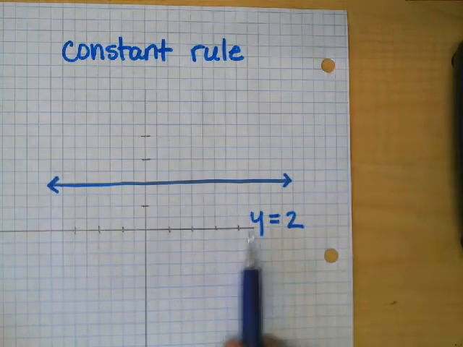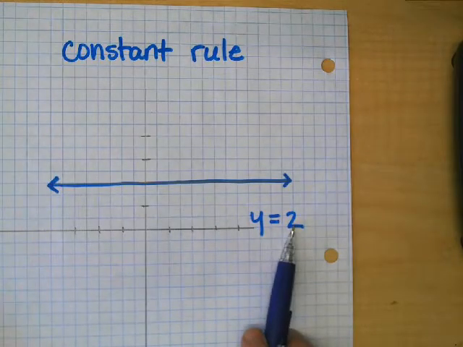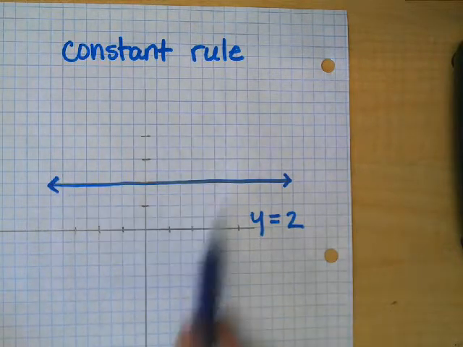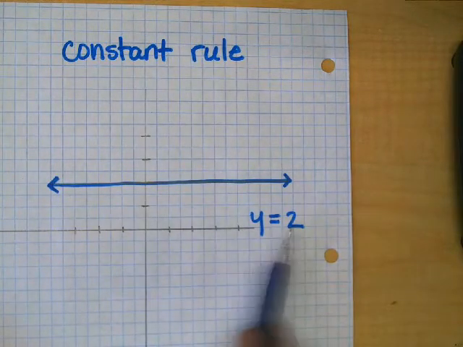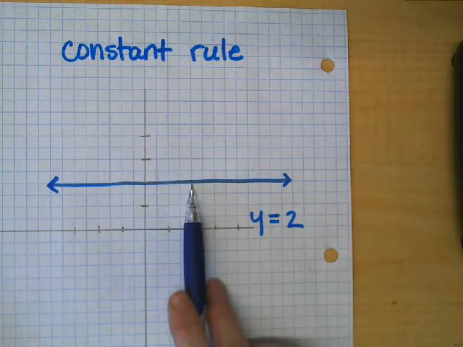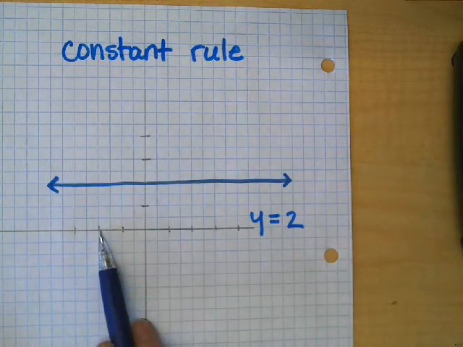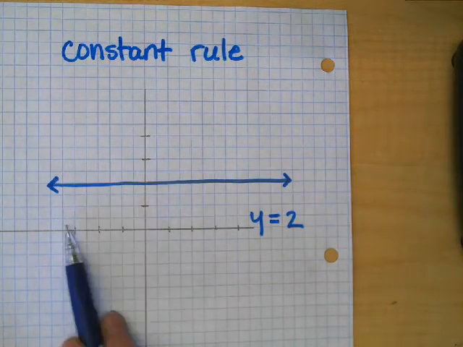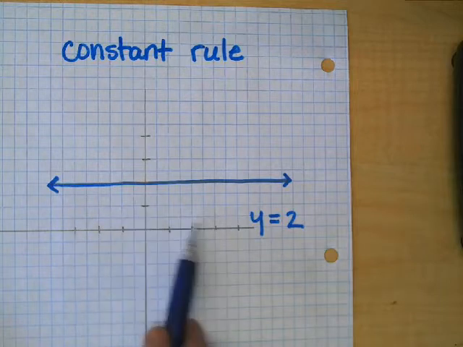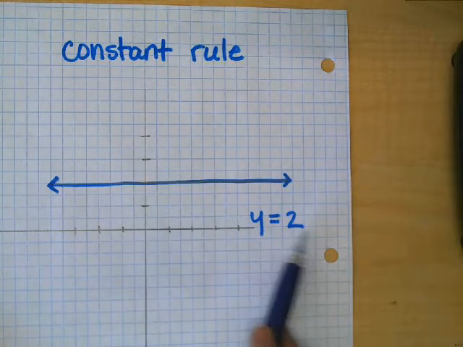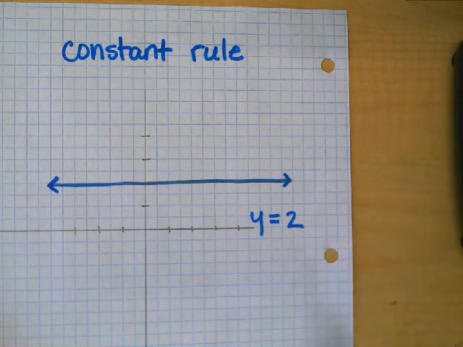That if you have some constant function, it doesn't matter what x is. So in this case I have y equals 2. If x is 2, y is 2. If x is negative 2, y is 2. It doesn't matter what value I try to find the limit at, it will always be whatever that constant is.